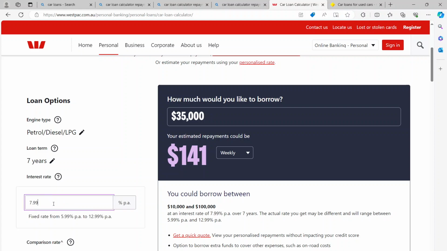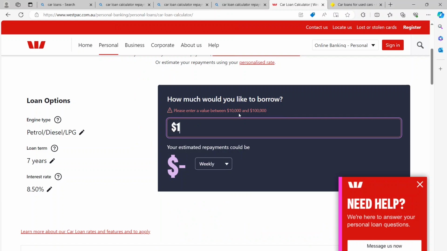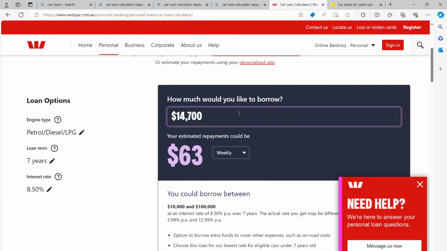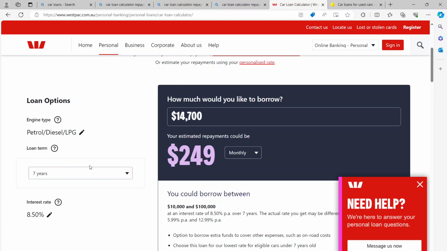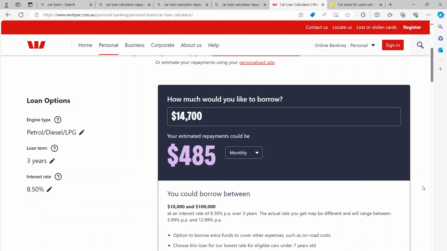So we're going to put in 8.5. Okay, and put in what we've got. So we're borrowing, it was 14,700, I believe. Okay, and now up to you whether you do weekly, fortnightly, and monthly. But we're going to start with monthly because we're going to make sure we can actually repay it. All right. So I'm going to start with 3 years. So typically a car loan's paid between 3 and 7 years. Usually the common numbers are 4 or 5 years. All right. Now we can see straight away for 3 years.